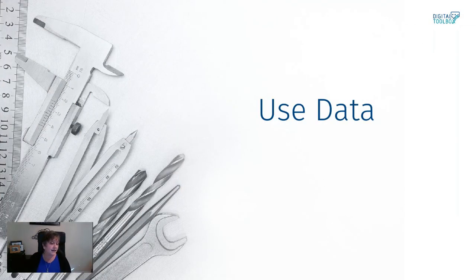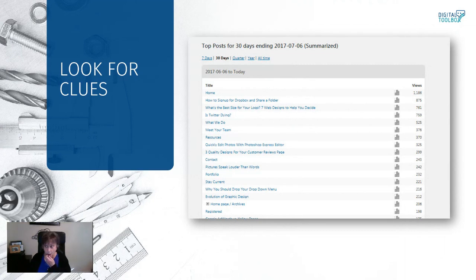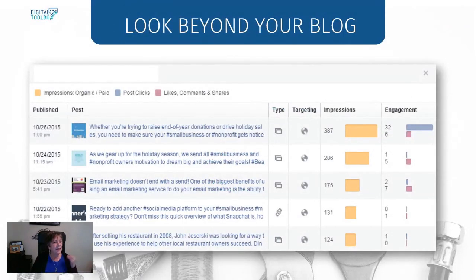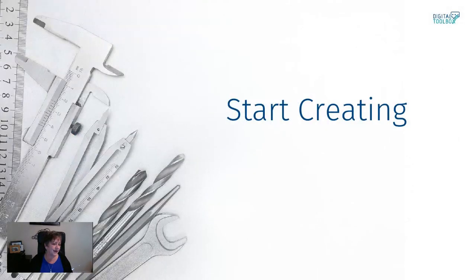And use data. Make sure you're looking at your analytics so you can see what blog posts are people reading, what are they interested in, and what should you write more about. And then look beyond just your blog. Look on social media and see what kind of content are people engaging with when you share it in the wider world. And then start creating. It's time to write your first blog post.